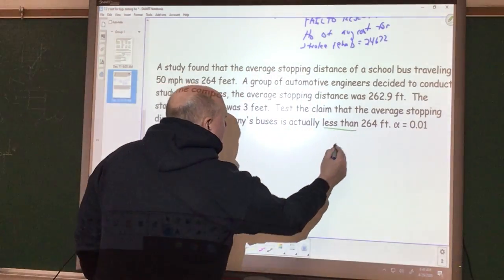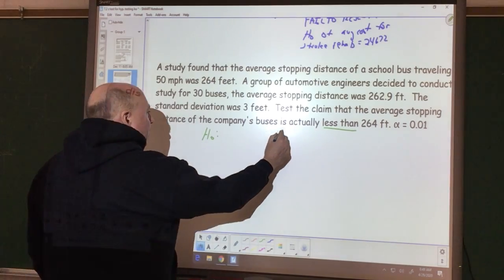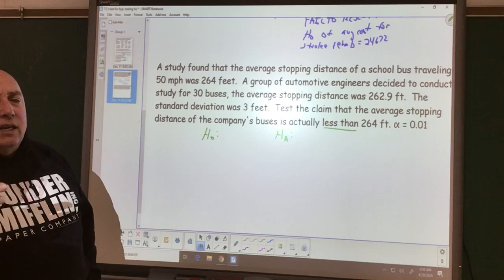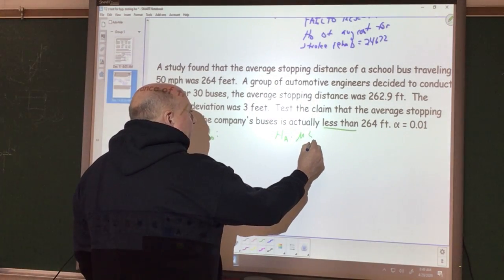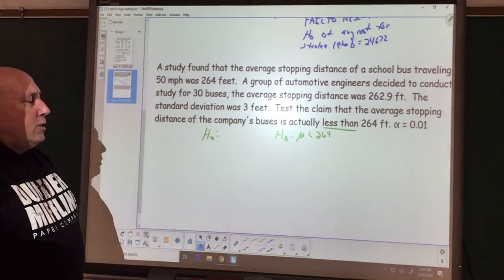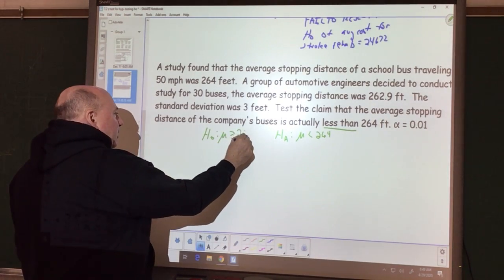Okay, now we have the key words less than. So we have the null hypothesis and the alternate. Once again, the key idea is to set your alternate hypothesis first. So we're going to have mu is going to be less than 264. Which means opposite to that would be mu would be greater than or equal to 264.